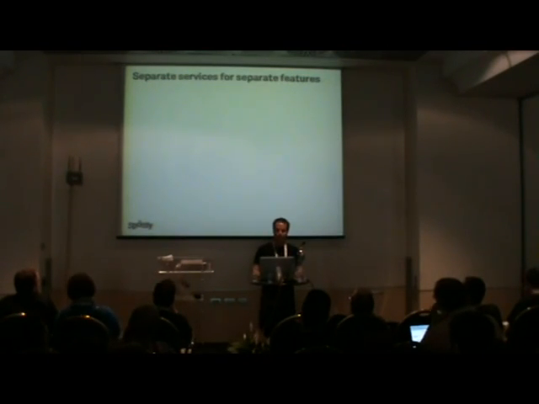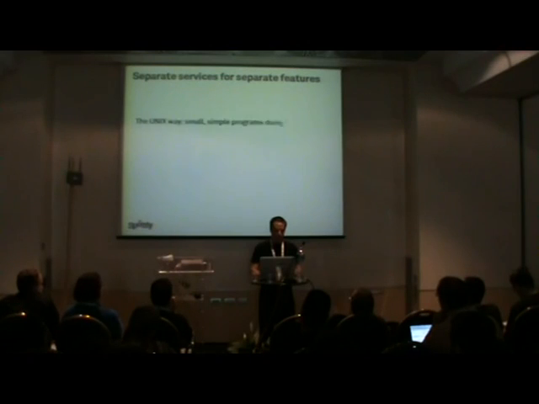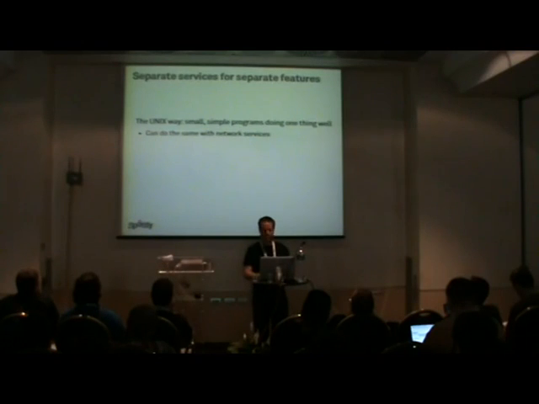We have separate services for each feature. Whatever sort of network service you're trying to provide, you probably have a lot of different things that your backend has to do. And the Unix way to deal with a complex task is to have a lot of simple little programs that do one thing well and put them all together. You can do the same thing with network services.